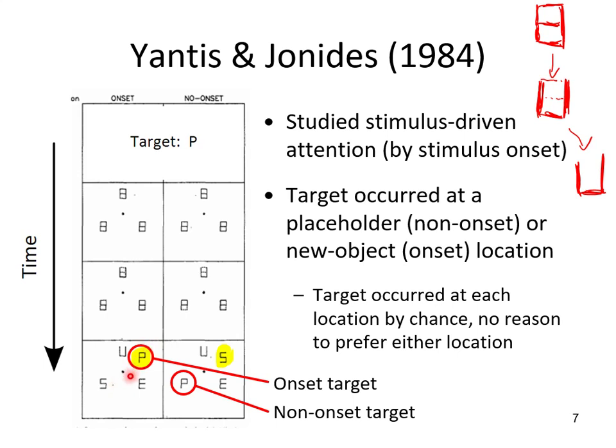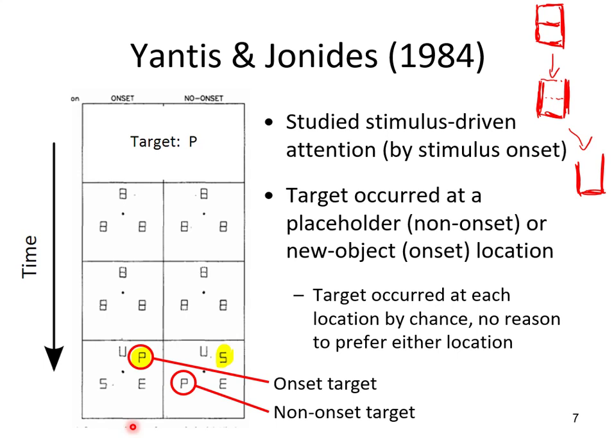So no matter whether there are more other items or fewer, it's still the same time. However, if the onset target does not have any special priority, then we just look at them one by one. Is it a P? No. Is it a P? No. Is it a P? Yes. Then what do you expect? You expect a serial performance, right? The more items, the slower. So this is the difference.